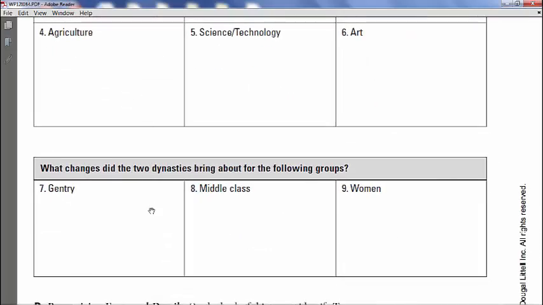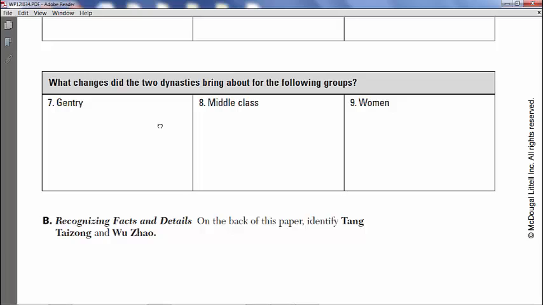Okay, next one. What changes did the two dynasties bring about for the following groups? The gentry, number 7. It created an elite upper class where their status was based on education and position in the civil service. Civil service, if you remember, is government work, basically. Today, you could think of a mailman as a civil service person. So their status, the eliteness, was based on their education and their position in the civil service, not how much land they owned. Many did become wealthy enough to own land, but they weren't going to buy land because that wasn't part of their status symbol.